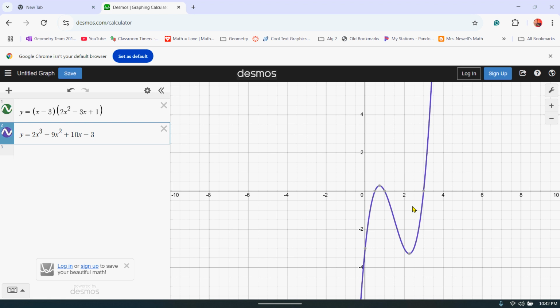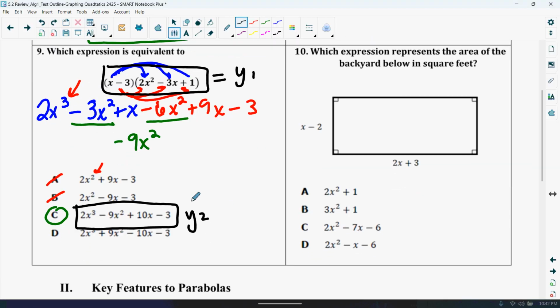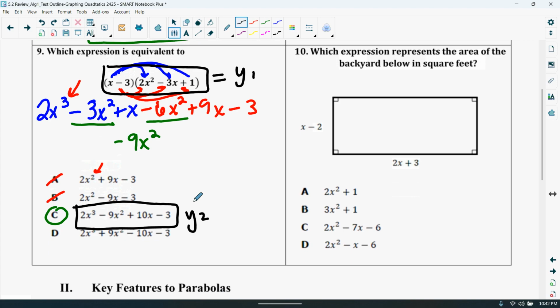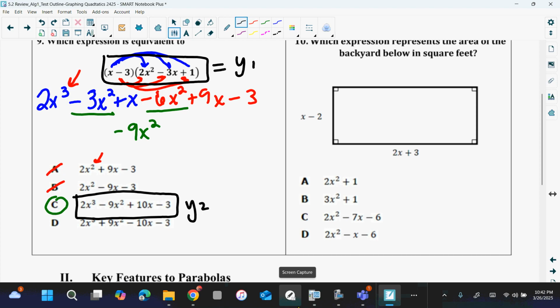Okay, so you can use your Desmos calculator if you don't have a calculator at home. So that pretty much takes care of your multiplying polynomials. Remember to check your work and your answer on the key on Teams. Thank you for doing this first page. Now I'm going to go into this video for the next section.